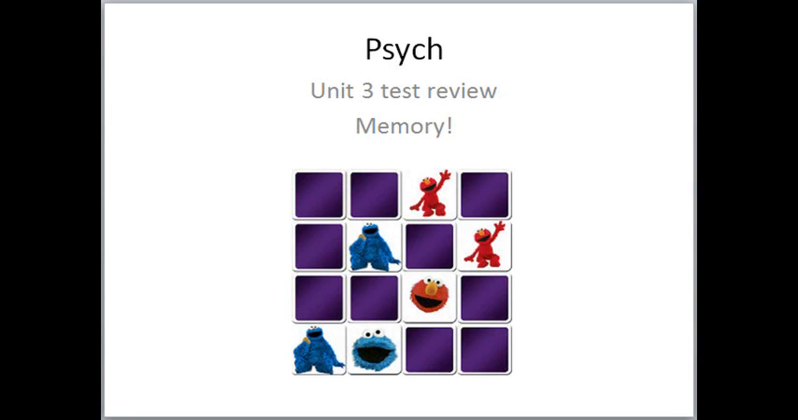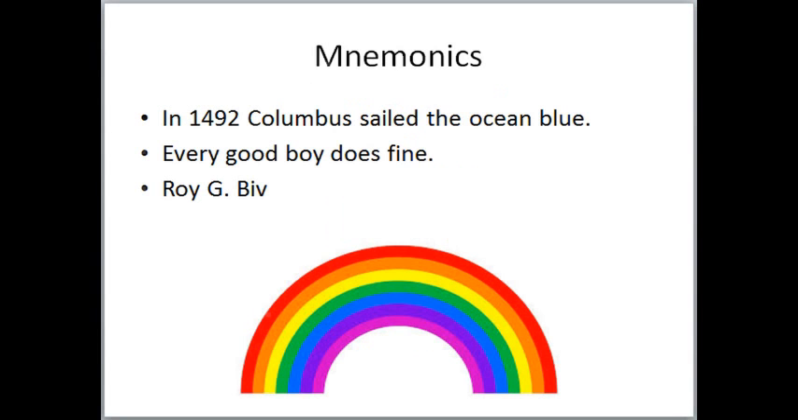One of those useful things is a mnemonic. You can see on your screen a couple of different mnemonics that you probably have used throughout your life. In 1492, Columbus sailed the ocean blue, which helps us remember the date that Christopher Columbus landed in the Americas. Every Good Boy Does Fine, EGBDF, are the lines on the musical staff. And then of course we've got Roy G. Biv: red, orange, yellow, green, blue, indigo, and violet, the colors of the rainbow. Those little tricks are mnemonics that help us put the information in our brain and also get it back out again in a good manner.